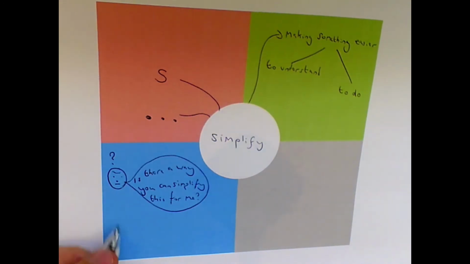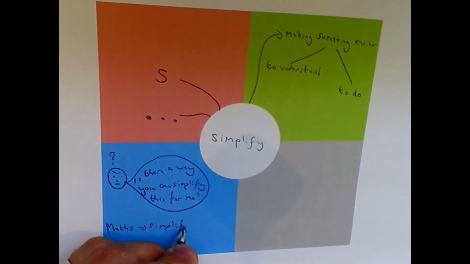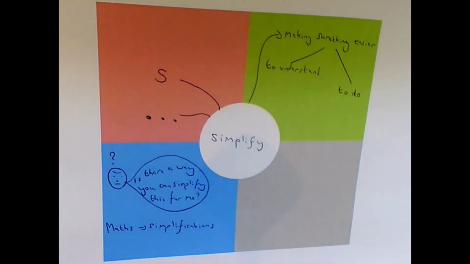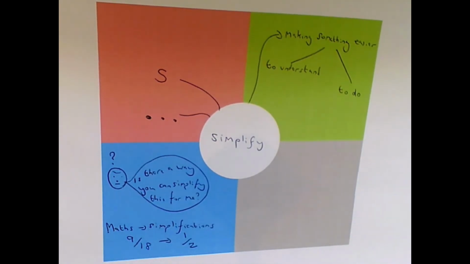And in maths, we'll talk about simplifications. An example of that would be that 9/18 as a fraction could be said more simply. A simplification would be to simply say a half.